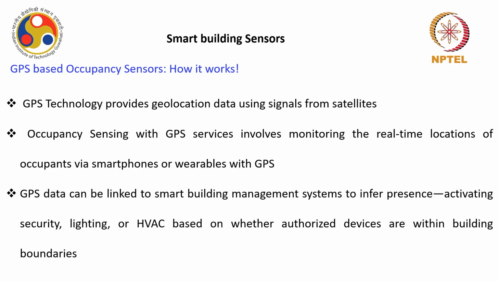GPS technology provides geolocation data using signals from the satellites, okay. Occupancy sensing with GPS involves monitoring the real-time locations of the occupants via smartphones or wearable devices with GPS. Now the GPS data can be linked to a smart building management system to infer presence, activating security, lighting, or HVAC, or to check whether authorized devices are within building boundaries, okay. All these functions can be done once you are able to get signal from the wearable GPS devices.